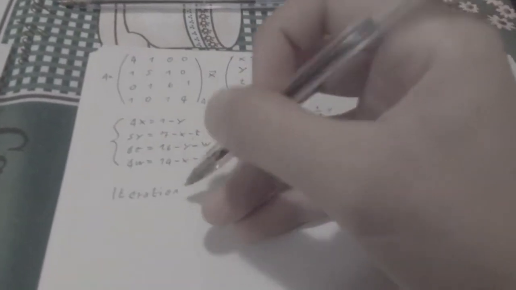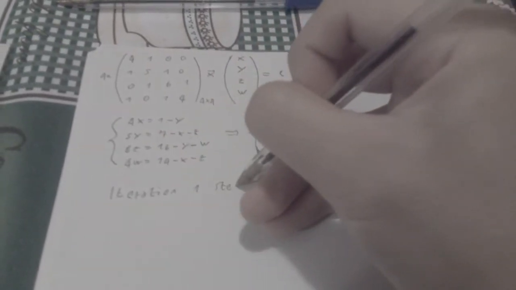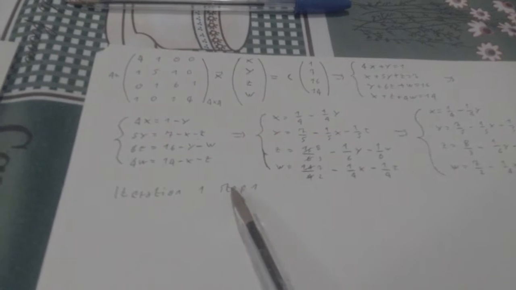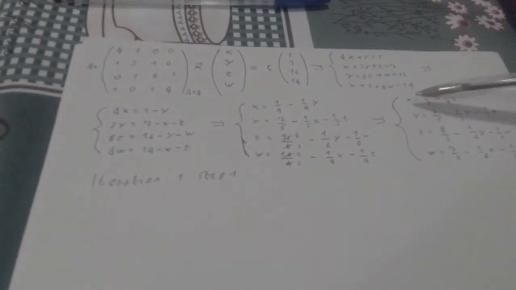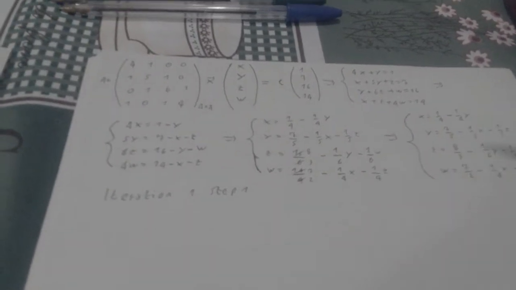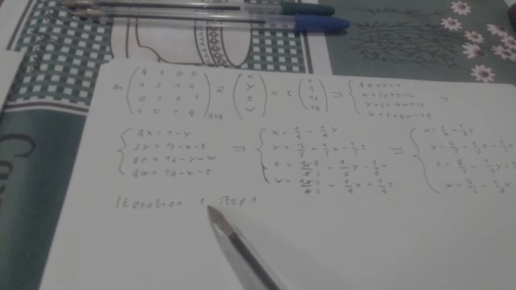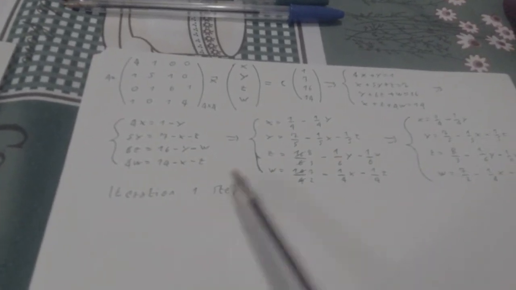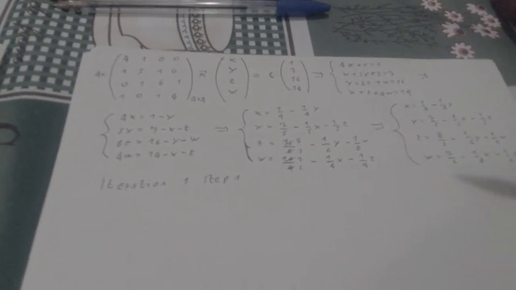So let's start with iteration 1, step 1. All right, as I said, I basically consider an iteration to be a full cycle, so a full cycle for each and every variable: x, y, z, and w. Other textbooks may consider it the way I do or another way. They may consider each step to be an iteration. It doesn't really matter here anyway.